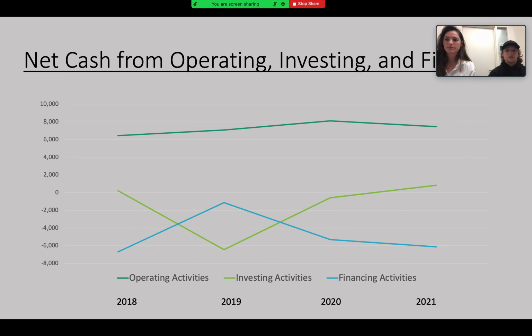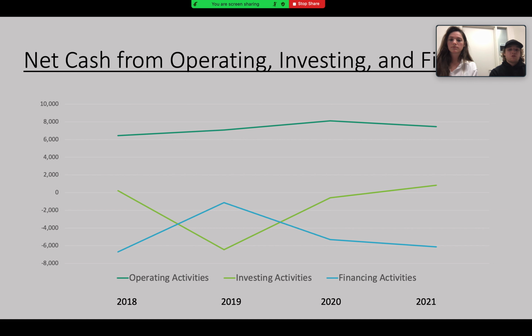Now, here we see the net cash from operating, investing, and financing activities. We can see a gradual increase in cash flow from operating activities, which is good, especially going into 2020. That, of course, has to do a lot with the heady recovery after the dip in the beginning of 2020. Slight decrease going into 2021, but only a very marginal decline.